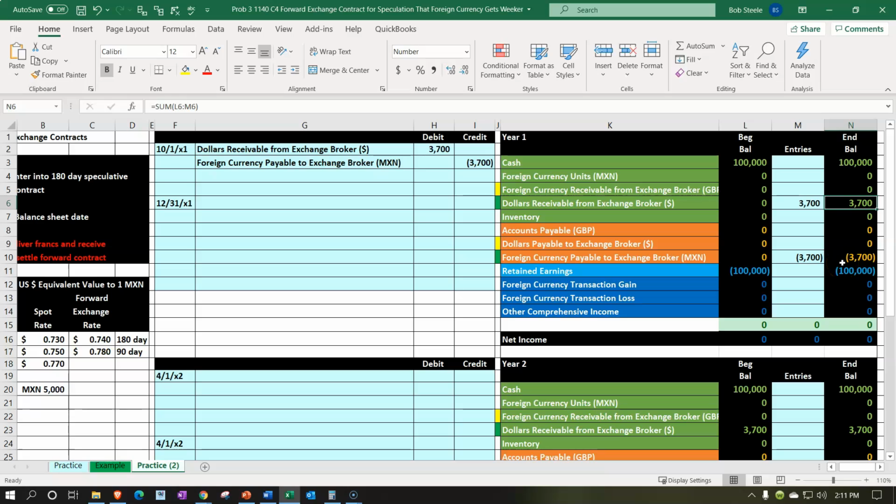The receivable will remain fixed because it's going to be received in US dollars. The payable is representing foreign currency units, 5,000 pesos in this case, currently valued at 3,700. If the pesos weakened in value and we paid in 180 days something that was worth less than what we put on the books for at this point in time, which was the 3,700, we would benefit. We would have then a gain due to the changes in the currency.